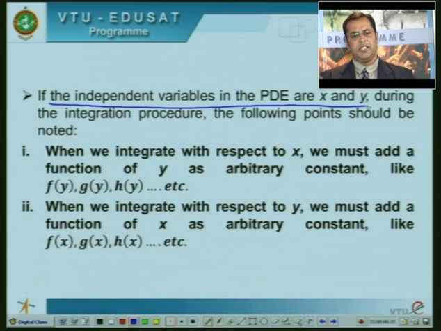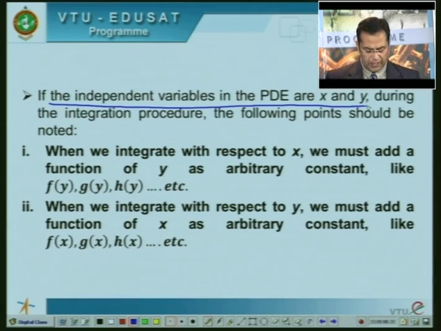Do not repeat the functions, write a new function every time. Either you write f y, g y, h y, or you write f1 y, f2 y, f3 y and so on. Similarly, when you integrate with respect to y, we must add a function of x as the arbitrary constant, like f of x, g of x, h of x, or f1 of x, f2 of x, f3 of x, etc.